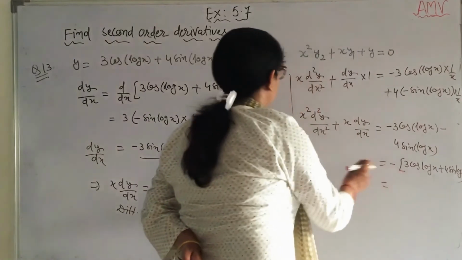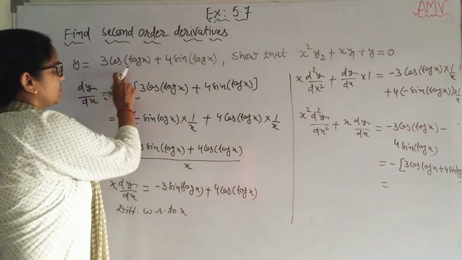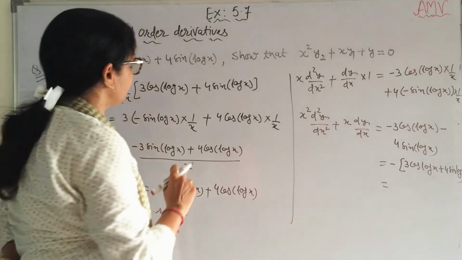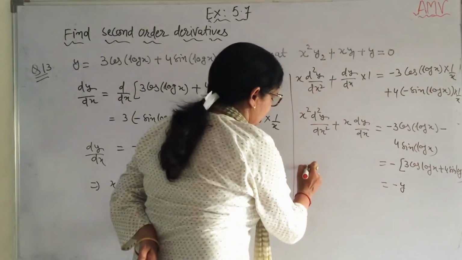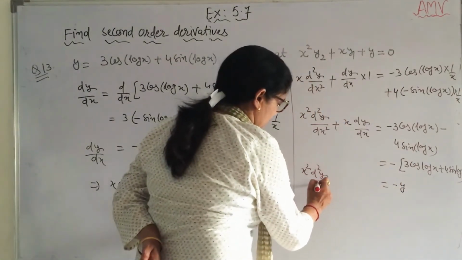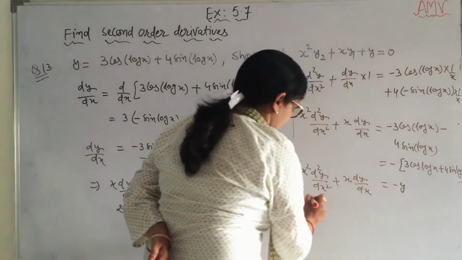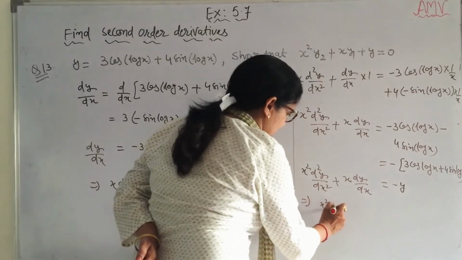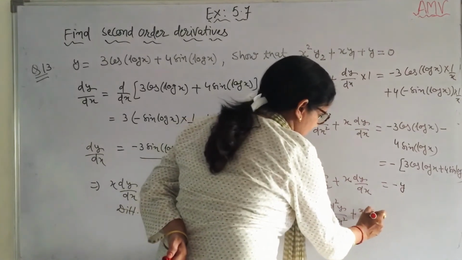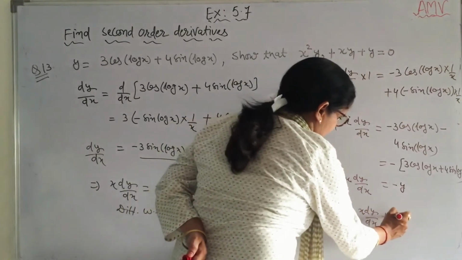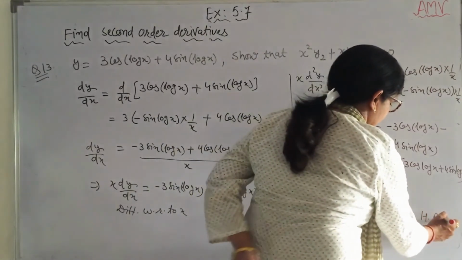And now see, it is y. Okay, given in the question that y is equal to 3 cos log x plus 4 sin log x. Okay, so it is minus y. And here x square d square y upon dx square plus x dy upon dx. And in the last step it is x square d square y upon dx square plus x dy upon dx plus y is equal to 0. Okay, you can write hence proved.